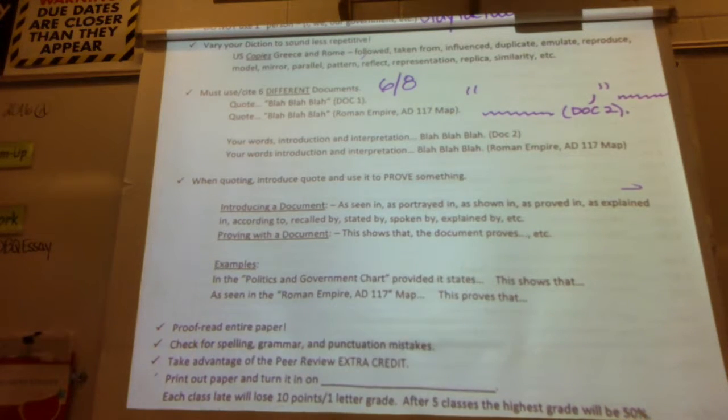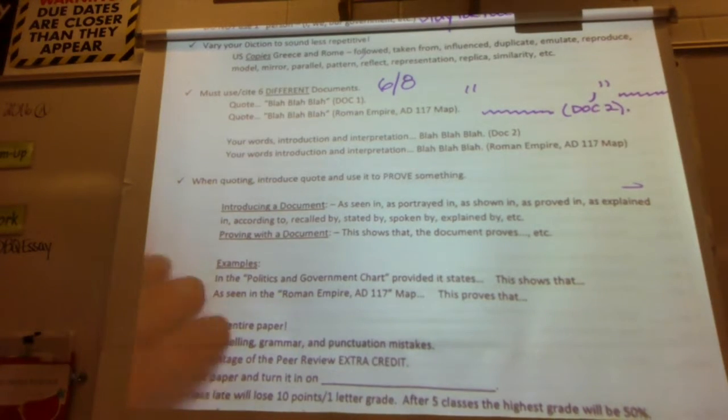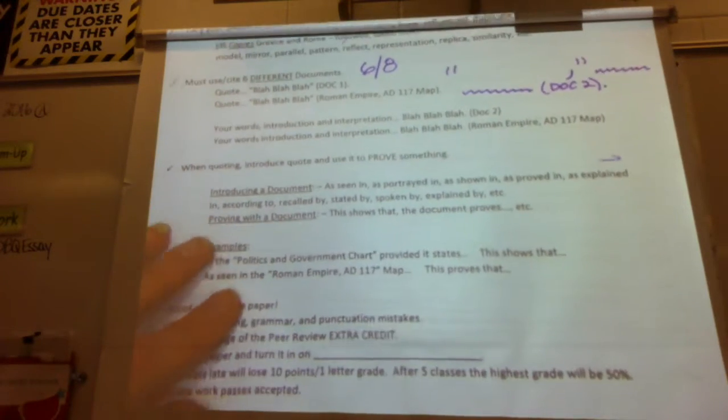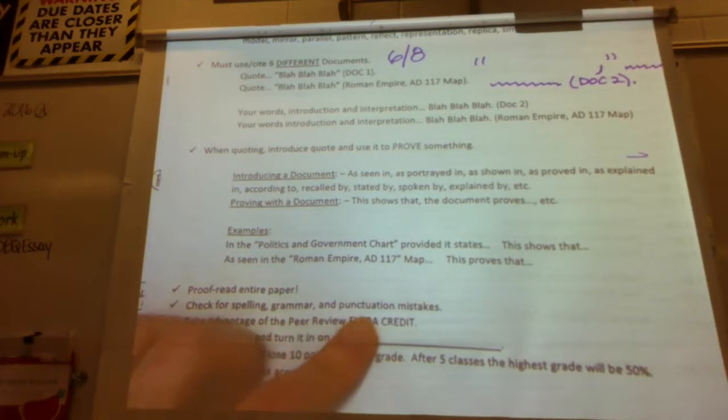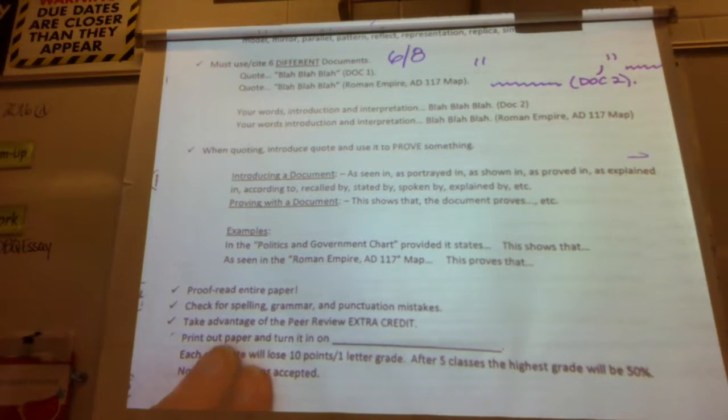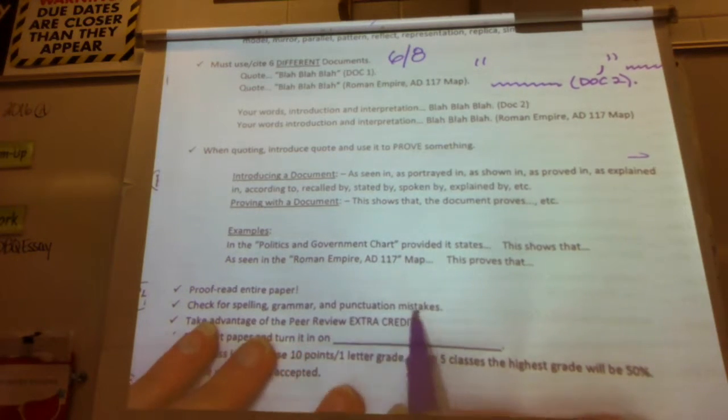Okay, don't just throw the quote down, or don't just throw your citation of your document down and then walk away. You've got to explain it. All right, at the end here, proofread your entire paper. Check for spelling, grammar, and punctuation mistakes. Take advantage of the peer review extra credit.